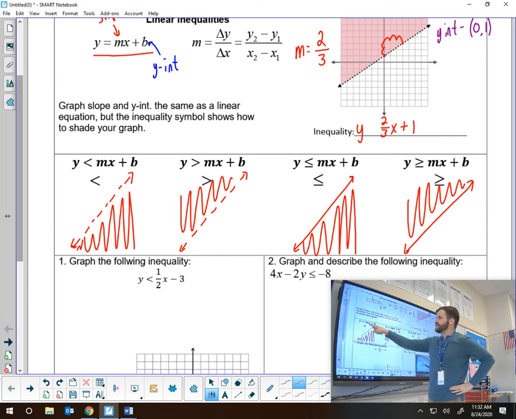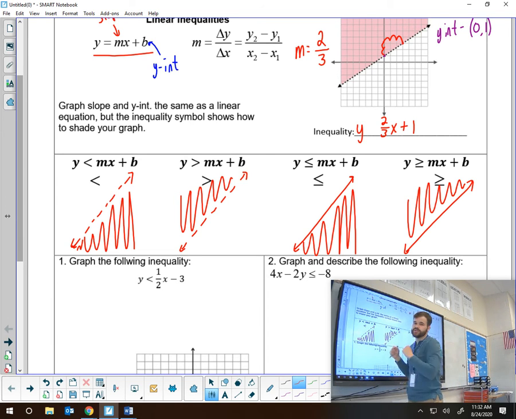So if y is less than, then we're going to see that we have a dotted or a dashed line, and we're going to fill in underneath our line. Because it is less than, we fill in underneath our line. If it's greater than, we still have a dashed line because it is not equal to that line. So we're going to have a dashed or a dotted line, and we're going to fill in above that line.